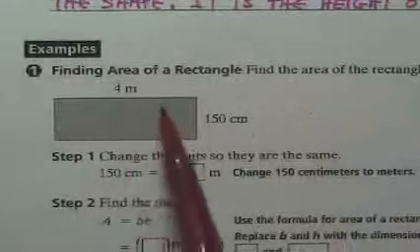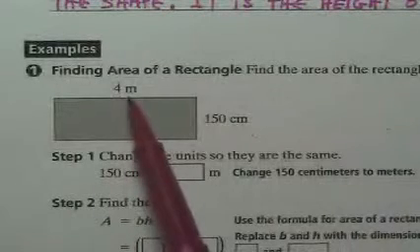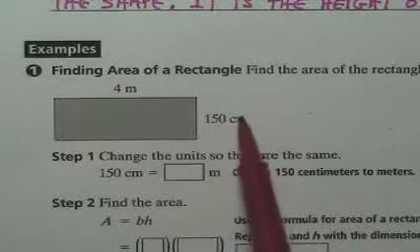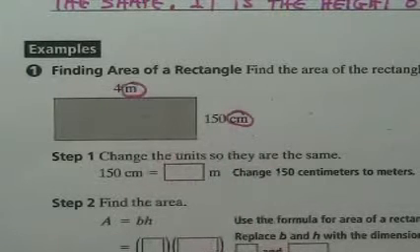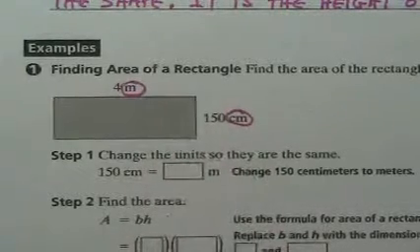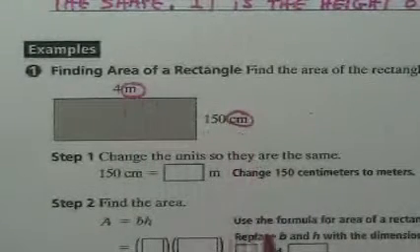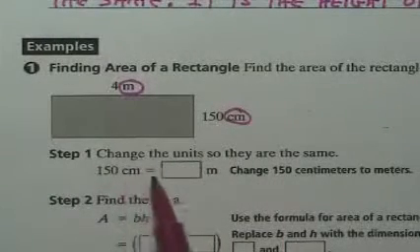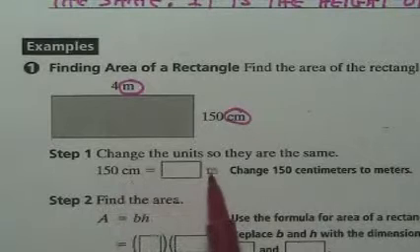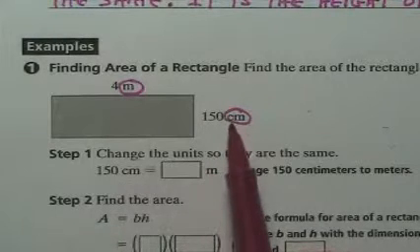Okay, it says finding the area of the rectangle, and here it is. Notice the units are different. This is 4 meters, and this is 150 centimeters. You see that? Centimeters and meters. So we have to convert one of them. We have to either make this into centimeters or this into meters. And notice in step 1, they say change units so they're the same. 150 centimeters equals how many meters? So we need to change this to meters.